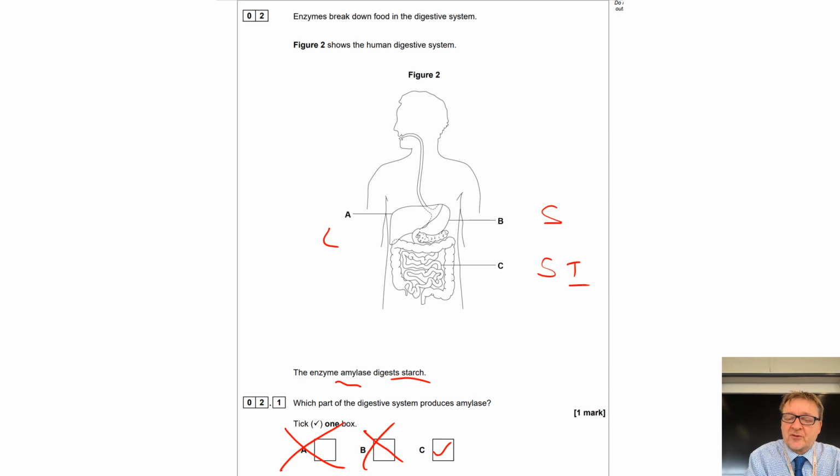Now don't do your big crosses like that on your exam, okay? I'm just doing that as an example of the train of thought.